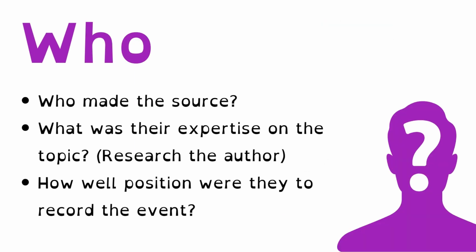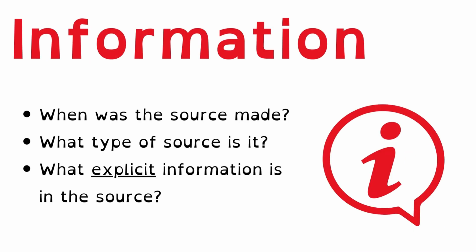So the W is who. Who made the source, what was their expertise on the topic? You have to research the author pretty carefully, and then how well positioned were they to record the event. So there's a bit of research involved in the who. Information is maybe the most valuable part of the structure, of course, because all our sources give us information. That's why we're analysing and evaluating them.